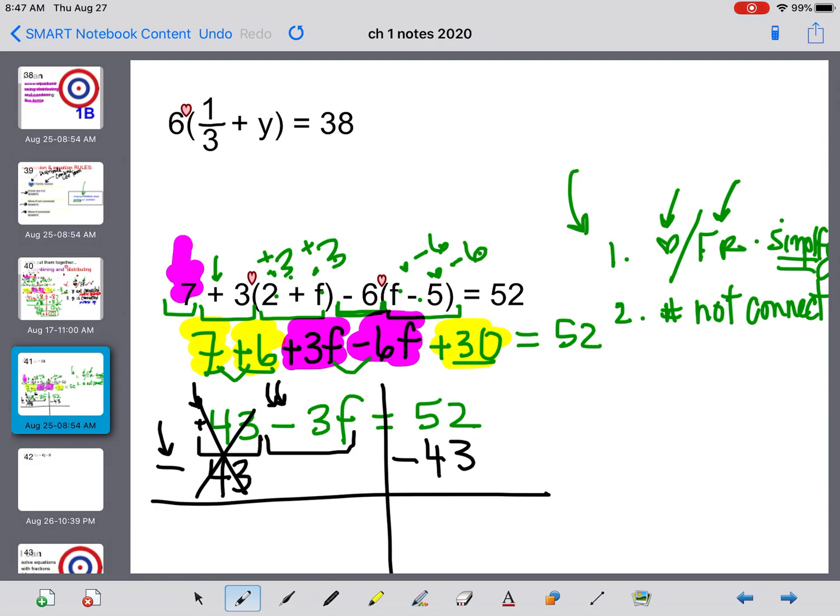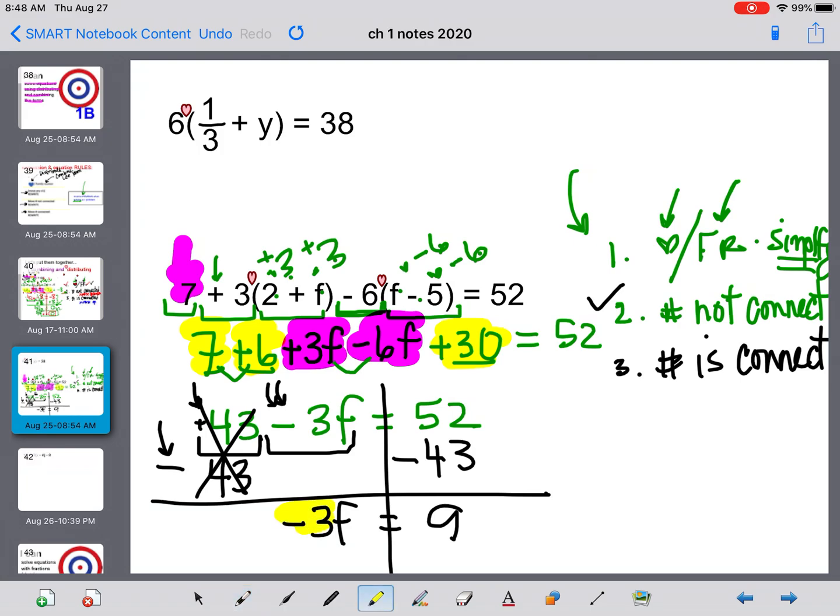This one on the left-hand side is going to go to 0. And 0 minus 3f is just minus 3f left over on that side. On this side, I'm going to have 52 minus 43, which is going to give me 9. Okay, so now I have gotten rid of the number that was not connected to my variable. So I want to go ahead and get rid of the number that is connected to my variable.